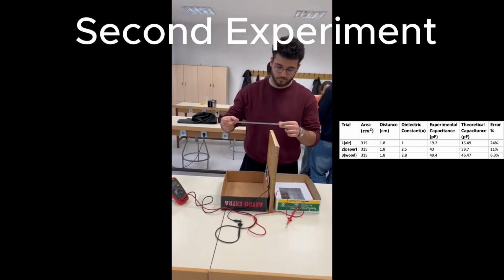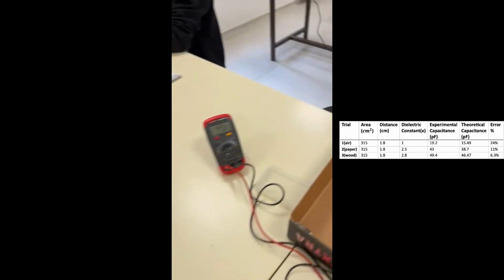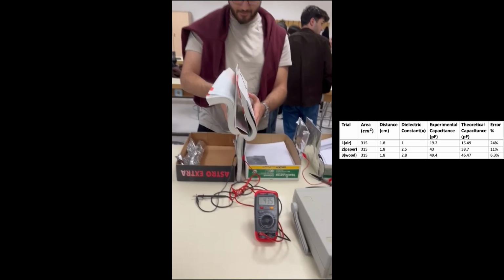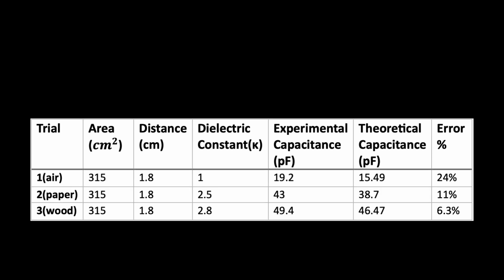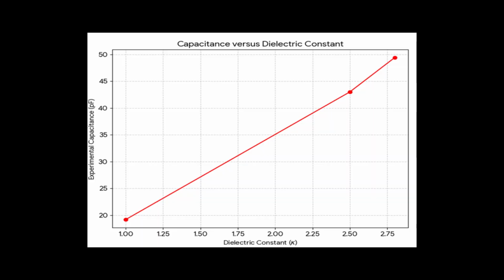In the second part, as before, the plate area stays the same, which is a constant value of 315 centimeters squared, and the distance between the plates was set to 1.8 centimeters, which is a constant variable as well. The values were taken from part A, air, as the reference measurement. In addition, the dielectric constant of each material, which are 1, 2.5, 2.8, and the corresponding capacitance when placed between the plates were recorded in the table with the help of the multimeter. As you can see, paper's thickness is 1.8 cm. Finally, a plot of this capacitance versus dielectric constant was prepared. This plot clearly demonstrates direct proportionality between kappa and capacitance.